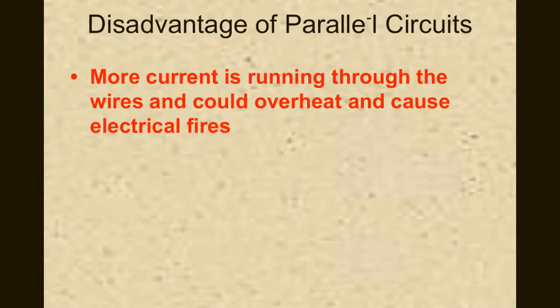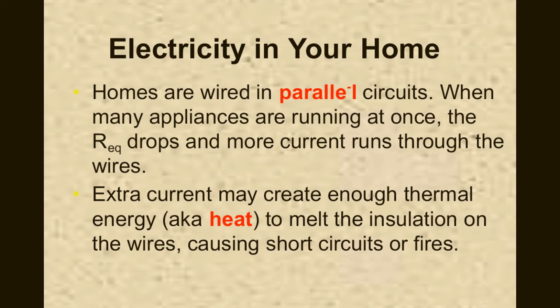There are, however, some disadvantages to a parallel circuit. The more current that you have going through means that it could overheat and eventually cause electrical fires. Electricity in your home is wired in parallel circuits, and the appliances are all running at once, so the total resistance drops, and you have more current going through the wires. And as the extra current goes through all these wires, you're going to have added thermal energy, which is basically heat that could possibly melt the insulation of the wires, and it could cause short circuits or fires.